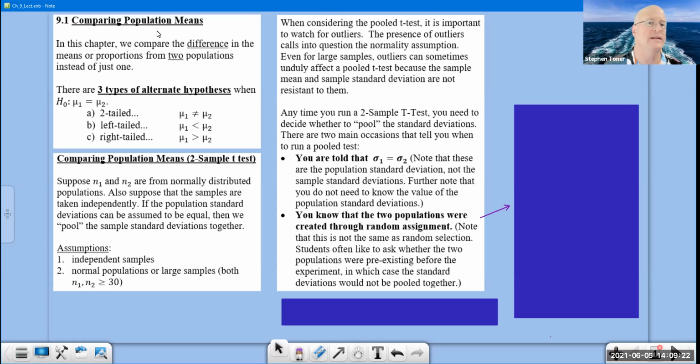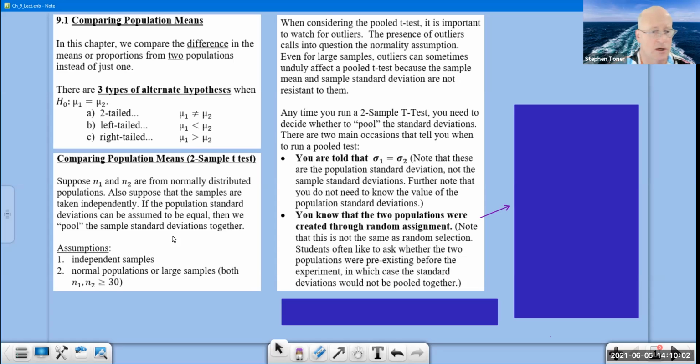Here we go. We're going to be dealing with the difference in means or proportions from two populations instead of one. That is what sets this chapter apart. Now, your null hypothesis is always going to be that the means are equal to each other, mu1 equals mu2, the mean from each of our two populations. But we're going to have three different types of alternate hypothesis, depending on whether we have a not equal to, less than, or greater than type of comparison between our two population means.